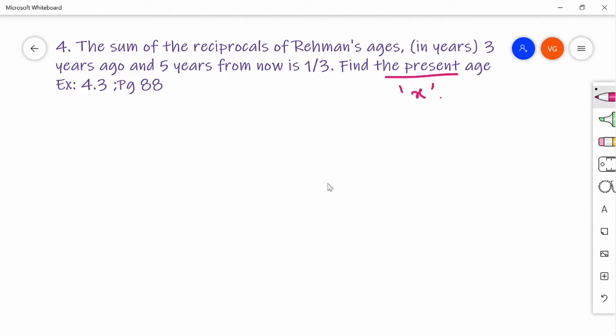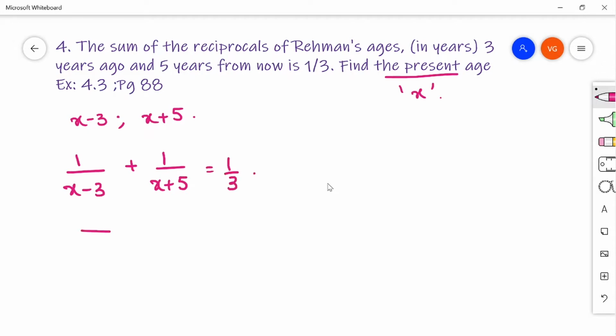So the given condition is 3 years ago and 5 years from now. 3 years ago means x minus 3. So the age 3 years ago is x minus 3. 5 years from now means x plus 5. So the sum of the reciprocals of these two ages is 1 by 3. So I'll take it as 1 by x minus 3 plus 1 by x plus 5 is equal to 1 by 3.